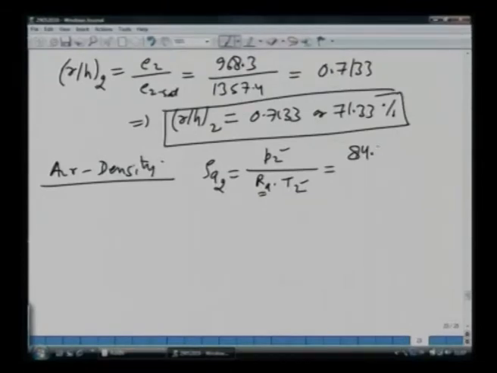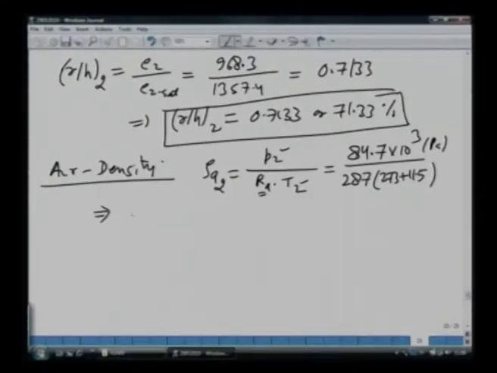So, it will be 84.7 times 10 to the power 3. Why am I doing this 10 to the power 3? P2 is the pressure in pascals, and what we found out was 84.7 kilopascals. That is why I have multiplied, so that this is in SI units. So, you have 287 times T2, which in this equation is in Kelvin, 273 plus 11.5, the temperature at a height of 1.5 kilometers we found out.